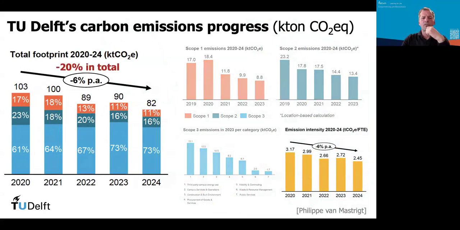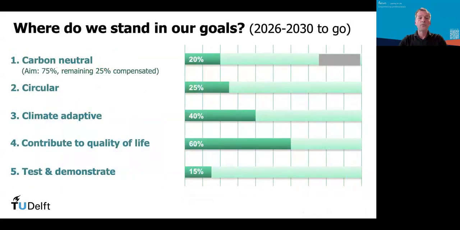And it's 20% in total that we reduced over 5 years while we were growing. So what we see is that actually 23% per FTE, full-time equivalent, is even larger than the 20%. We're not there yet. We need to go further, but it's going in the right direction. And many of the measures we took in the last few years are going to have their effect in the coming years. So where do we stand in regards to our goals?